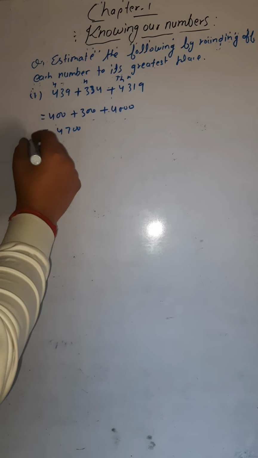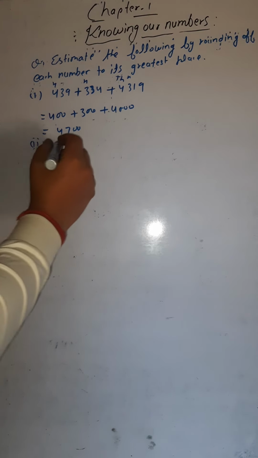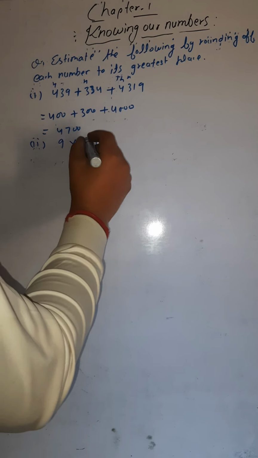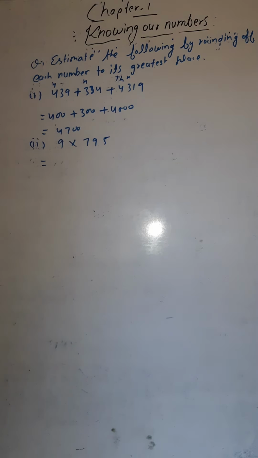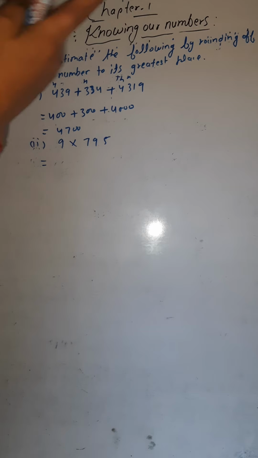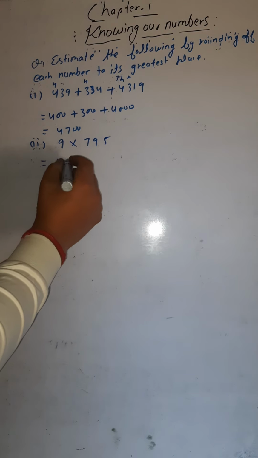Second question I am writing: 9 multiply 795. How would you solve this question now? Here the greatest place is the ones place. If it is at the ones place, it is nearest to 10. So its nearest value is 10.